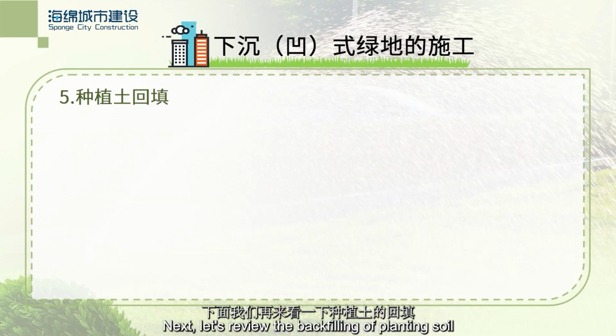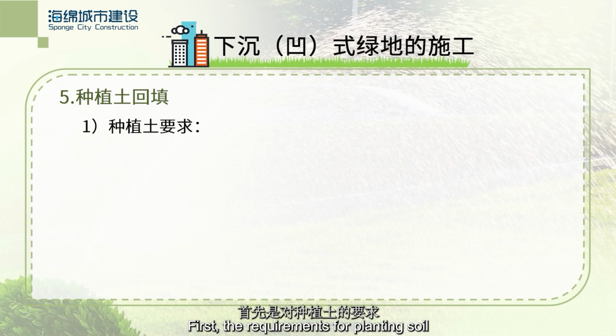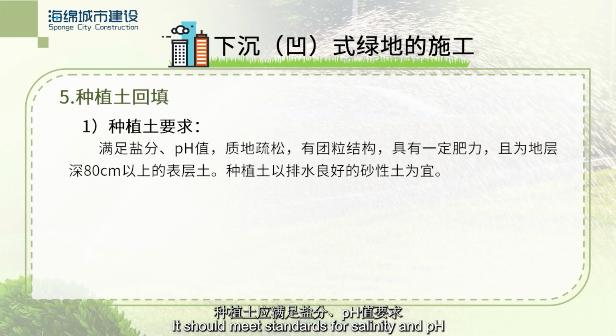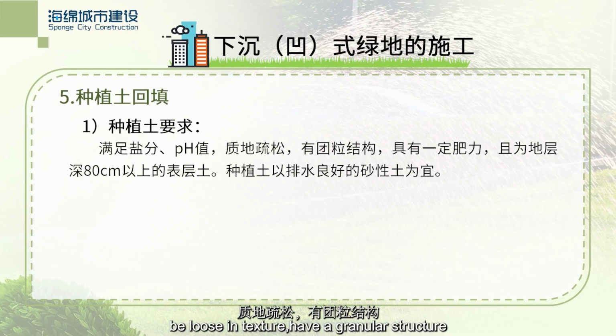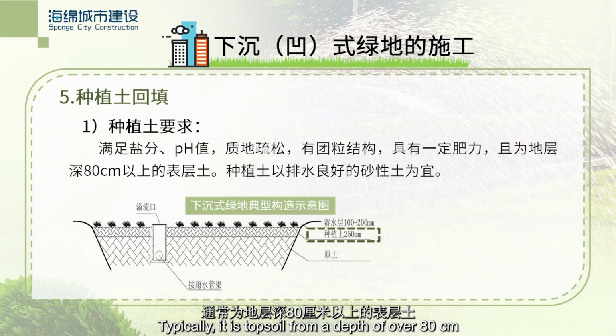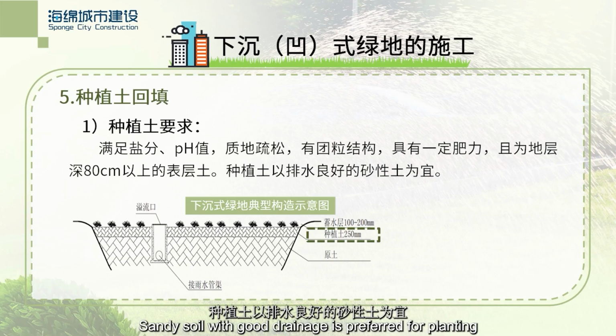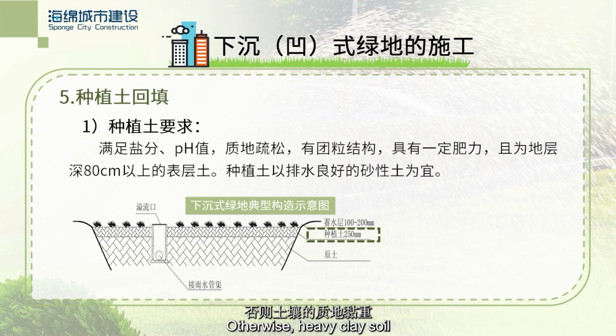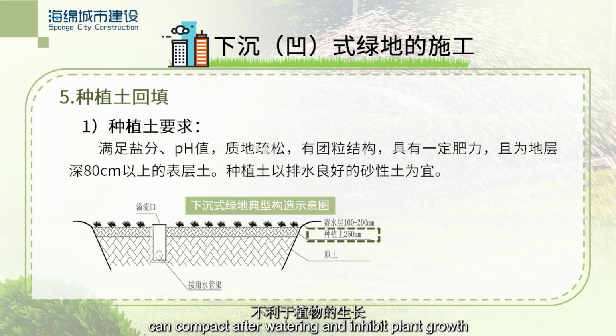Next, let's review the backfilling of planting soil. First, the requirements for planting soil. It should meet standards for salinity and pH, be loose in texture, have a granular structure, and possess adequate fertility. Typically, it is topsoil from a depth of over 80 centimeters. Sandy soil with good drainage is preferred for planting. Otherwise, heavy clay soil with poor aeration and permeability can compact after watering and inhibit plant growth.